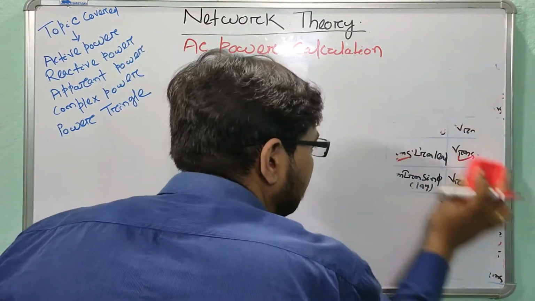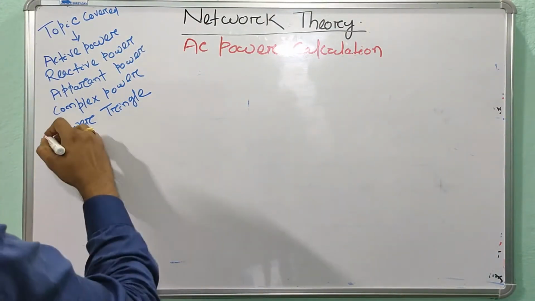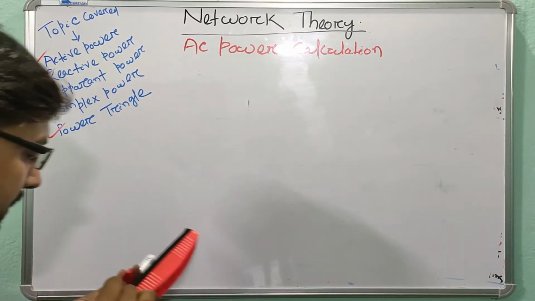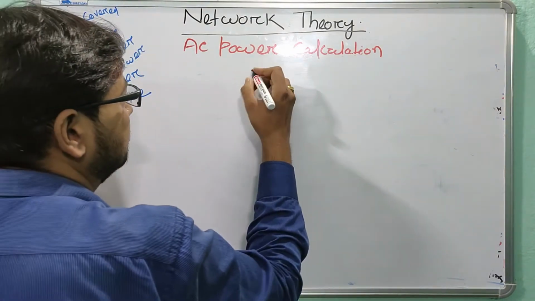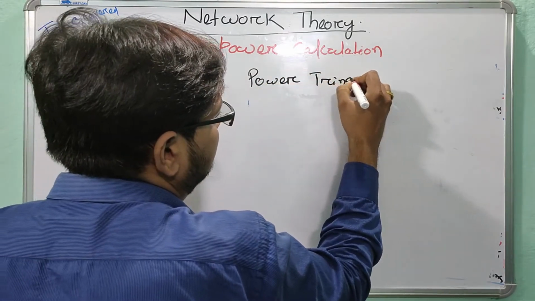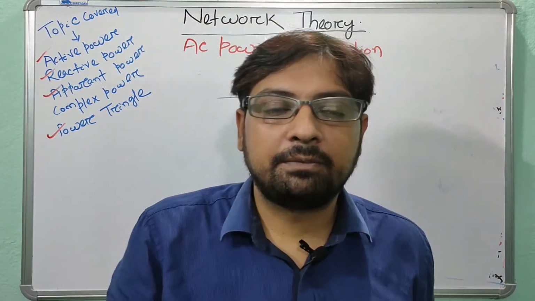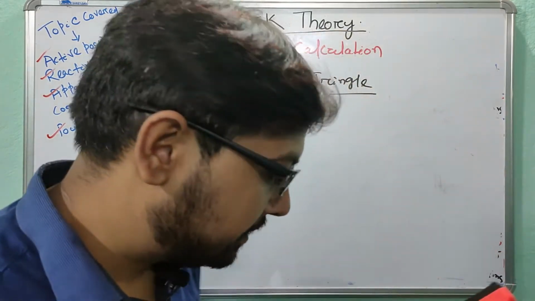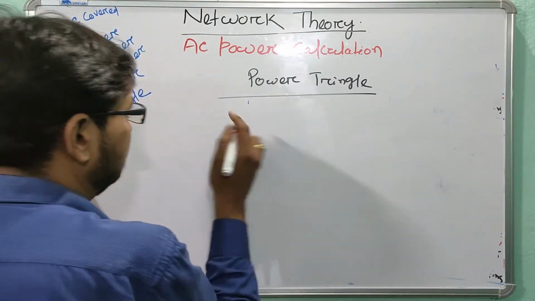So what is my power triangle? The next topic is the power triangle. We have now covered active power, reactive power, and apparent power. The power triangle is the geometrical representation of the active power, reactive power, and apparent power of an AC circuit. So for the geometrical representation, let us take a triangle.